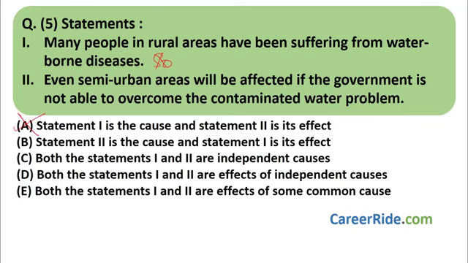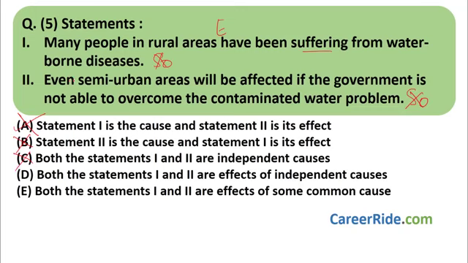Then second, even semi-urban areas will be affected if the government is not able to overcome the contaminated water problem, so many people in rural areas have been suffering from waterborne disease. Again, this is not making any sense. So option B is not the answer. Let us check out the remaining 3, okay. Many people in rural areas have been suffering from waterborne diseases. People are suffering from the waterborne diseases. This is an effect. There is some waterborne disease which is the cause and because of which people are suffering. So this is an effect. So C cannot be an option.